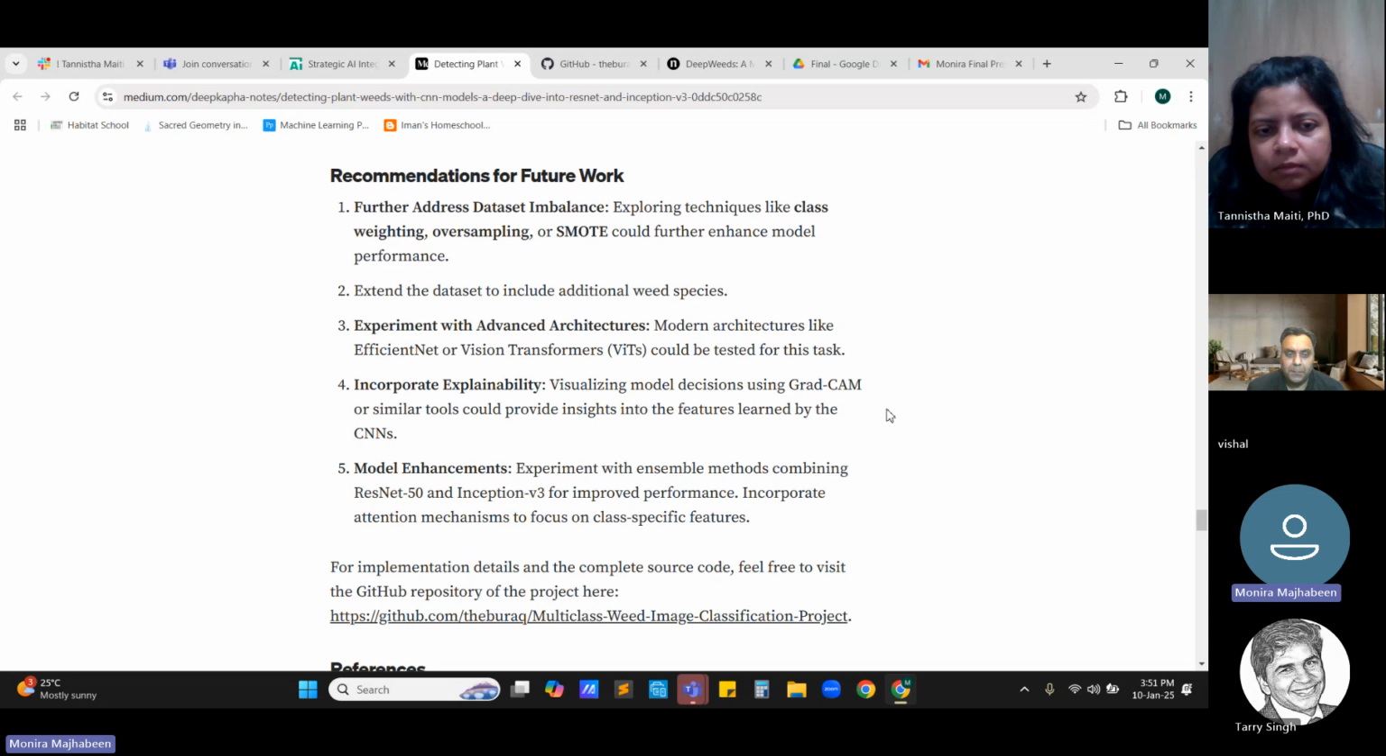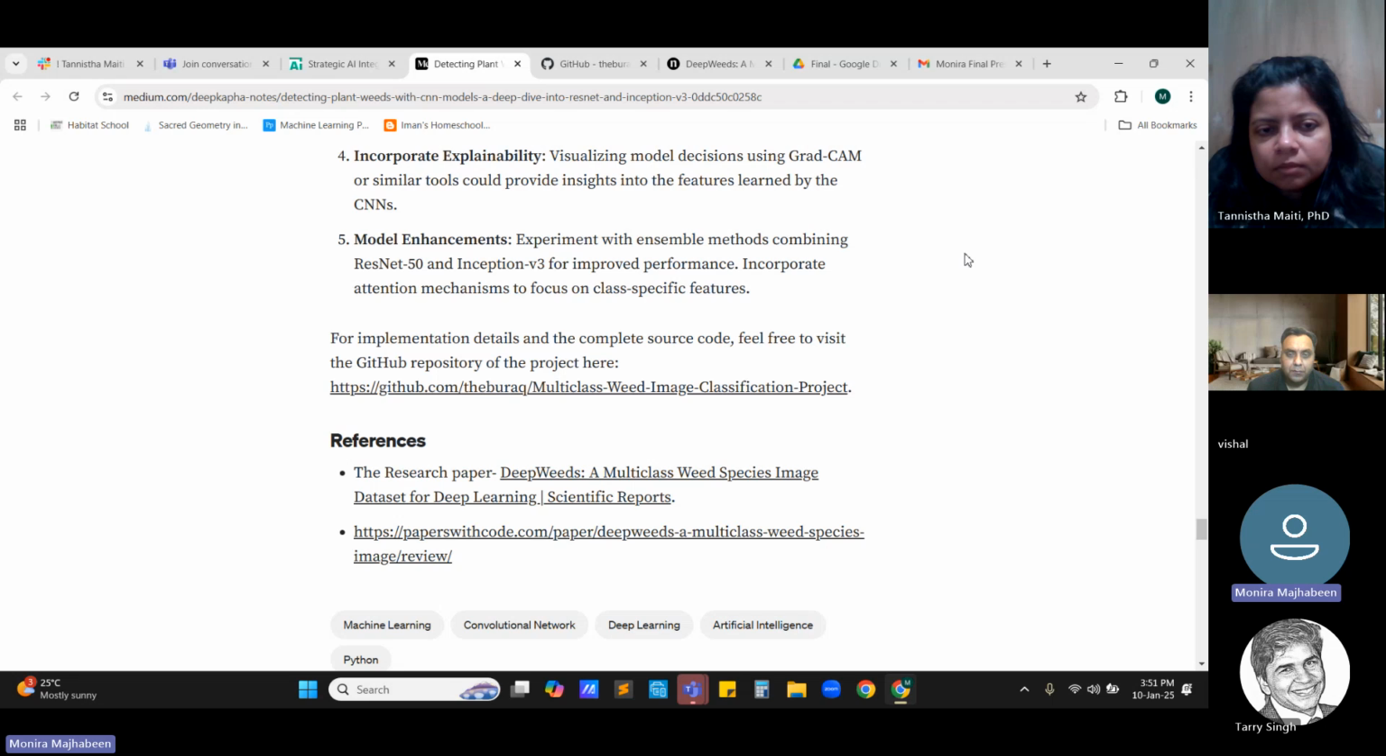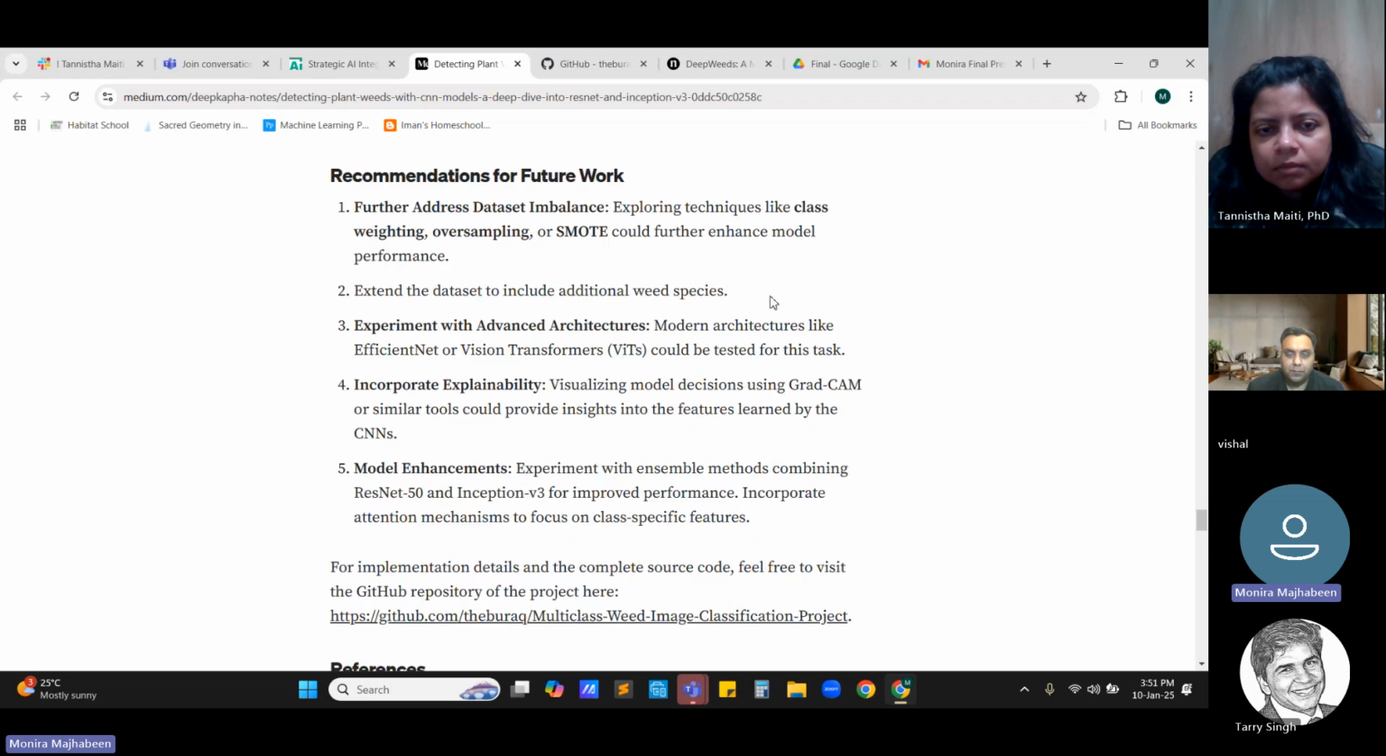Also, this has been most of it, and I have also mentioned some of the future work which we can do if I want to further experiment with the models. Maybe I can try out other architectures involving transformers, like vision transformers.